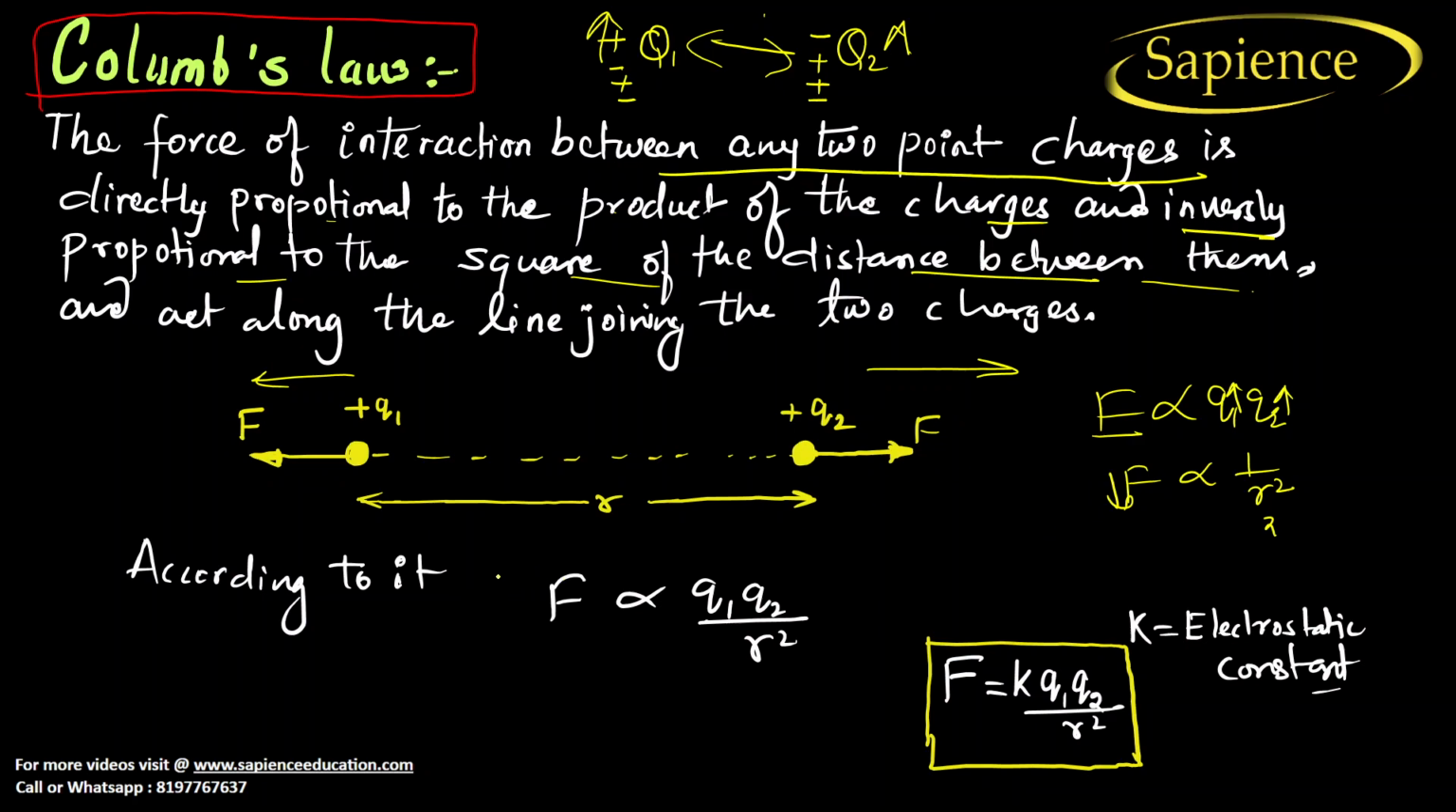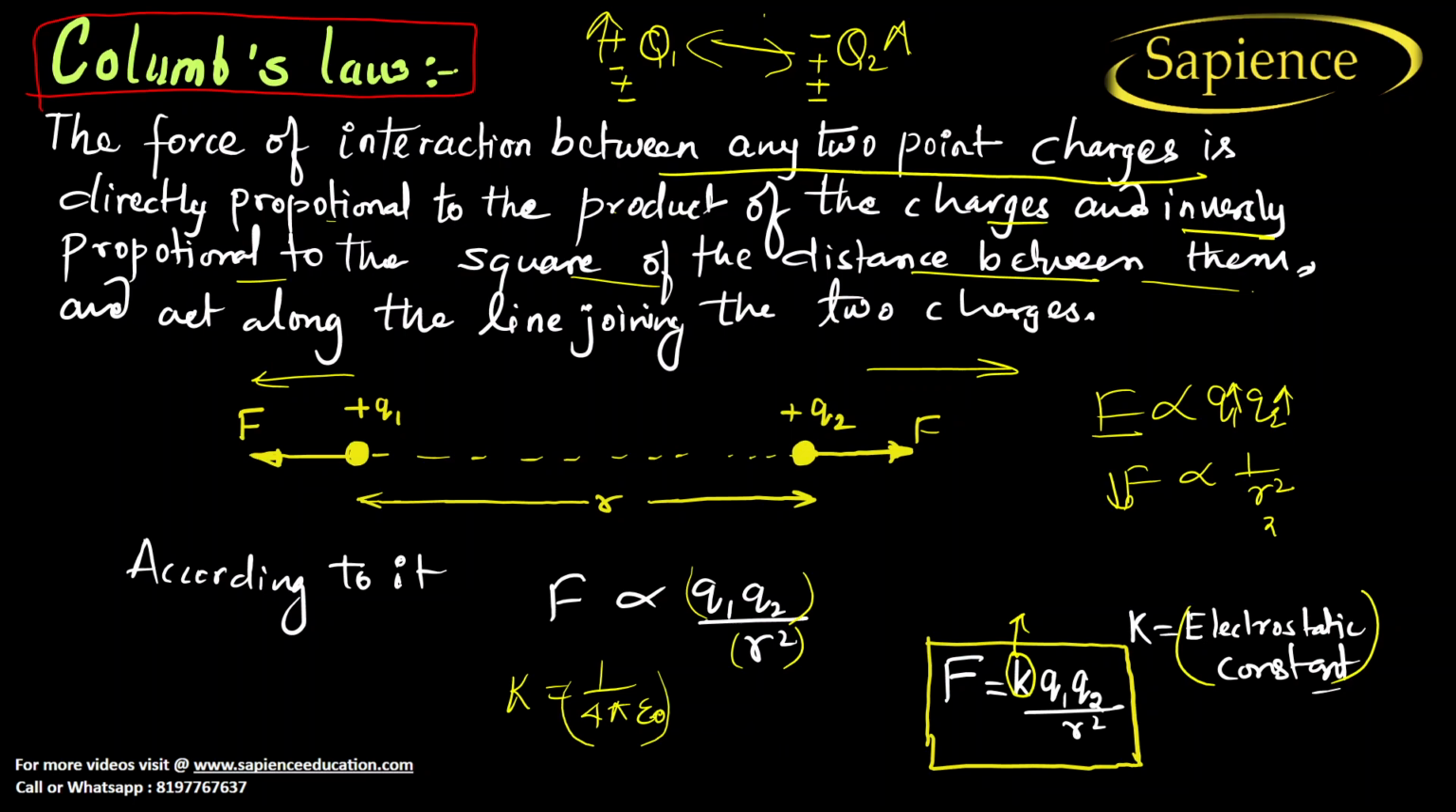So Coulomb has told that force is directly proportional to the product of the charges and inversely proportional to the square of the distance. Now, when we remove the proportionality sign, we get k as a constant, and it is known as the electrostatic constant k. K sometimes also has values. Sometimes k can be written as 1 by 4 pi epsilon naught. So let us discuss more about the case.